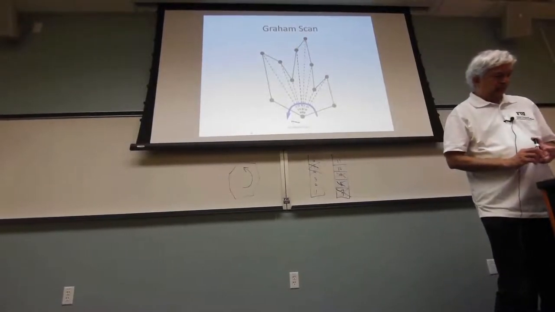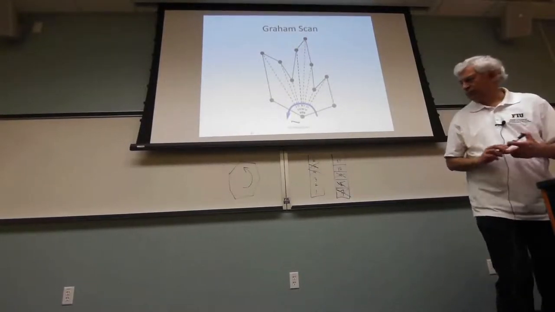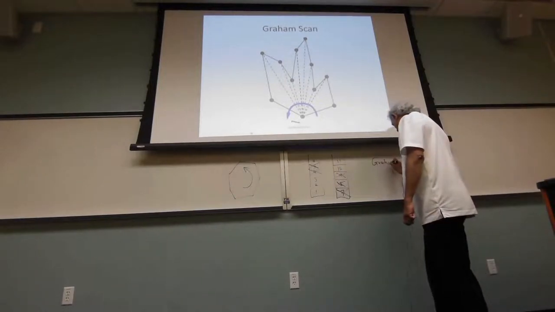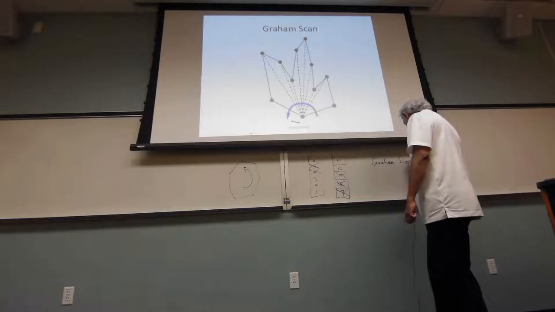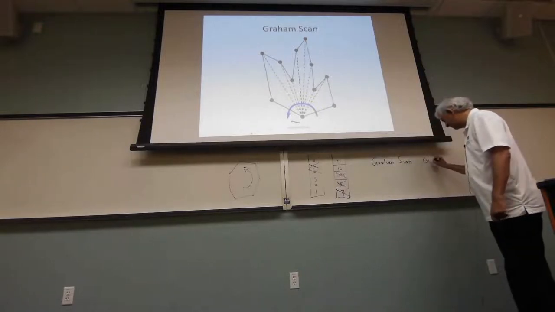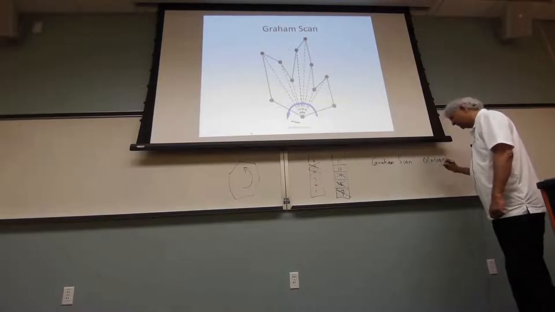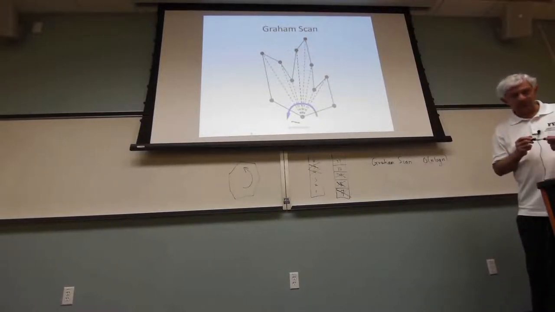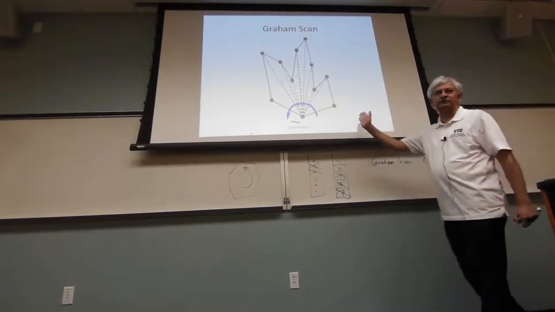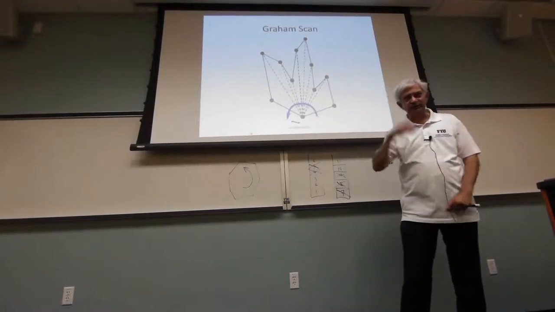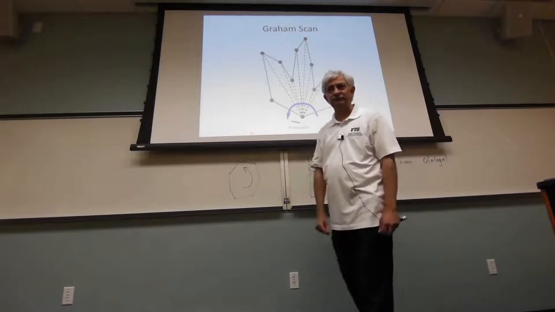Now, the time complexity was? So time complexity for Graham scan is, what did we say? N log n. Is that clear? And basically the main cost is that of sorting these line segments. That was the main cost. Everything else is very, very efficient.